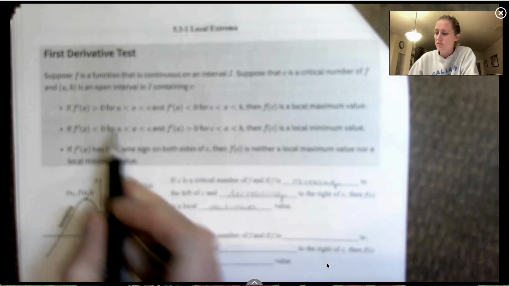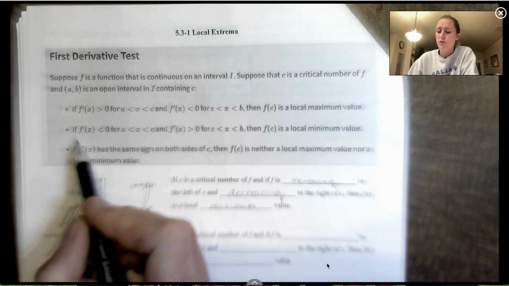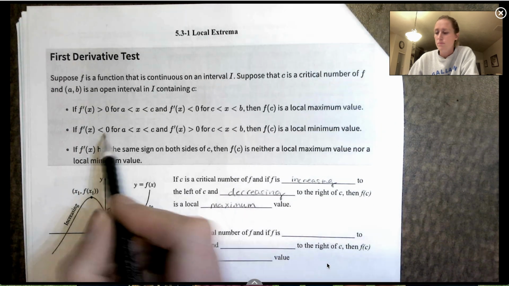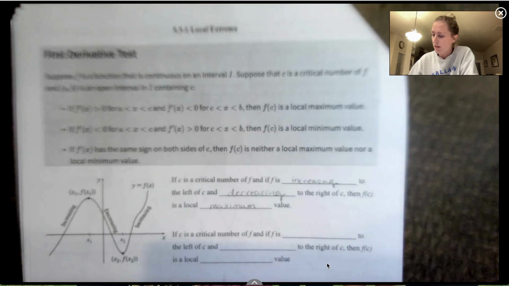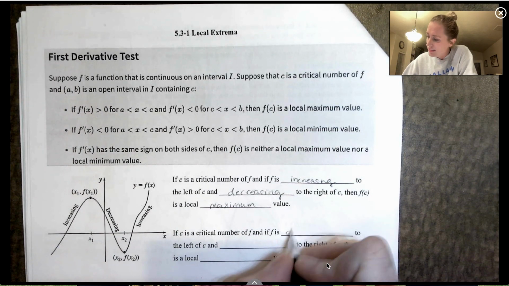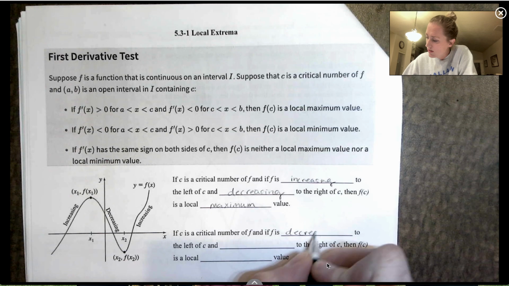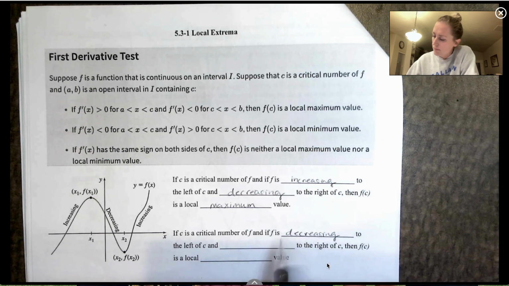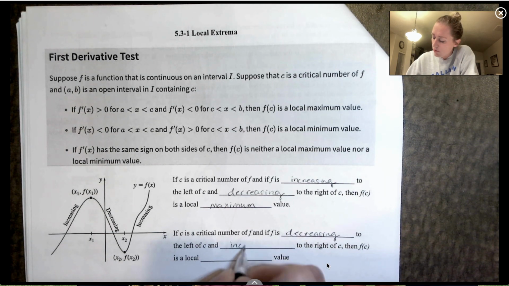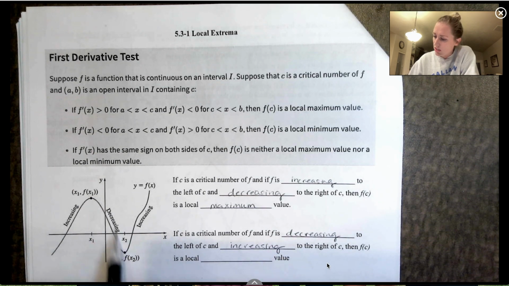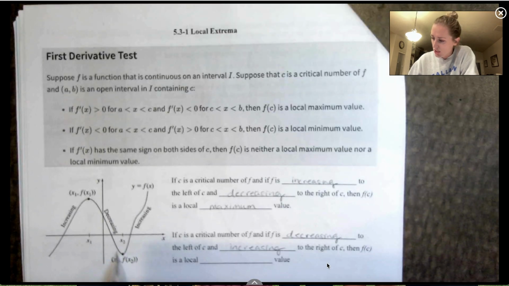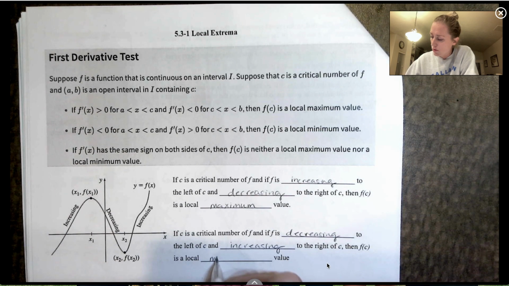This one says for a local min, if f prime is less than 0, and then switches to greater than 0 at c, where c is our critical value. So it goes from decreasing on the left of our critical point to increasing on the right of our critical point. So decreasing to increasing, that switch happens at a local minimum.